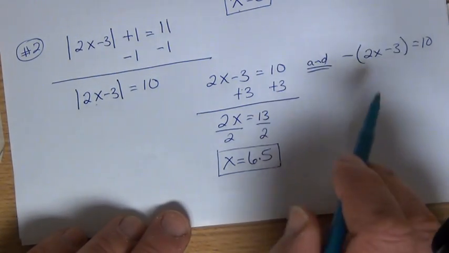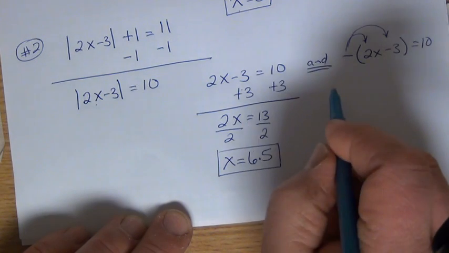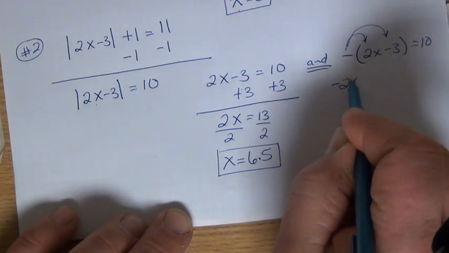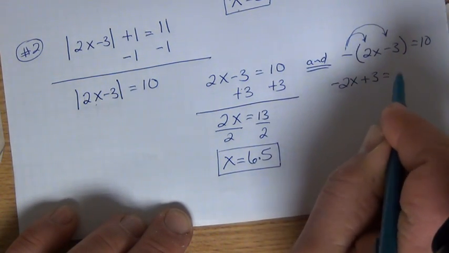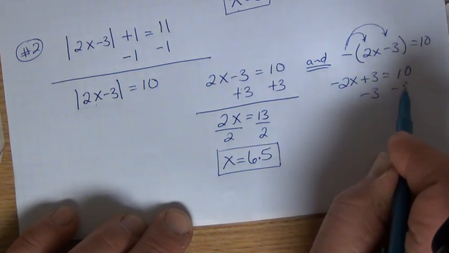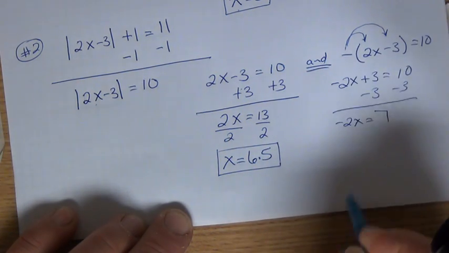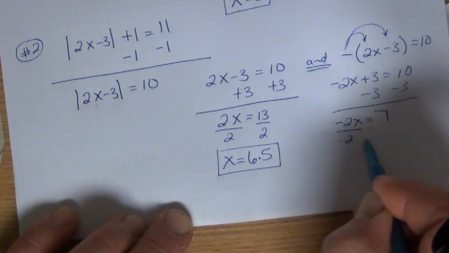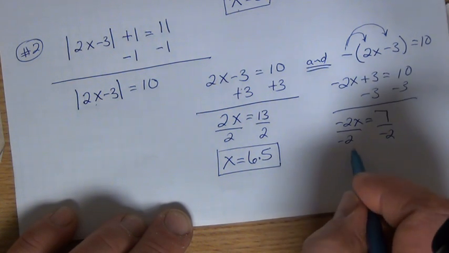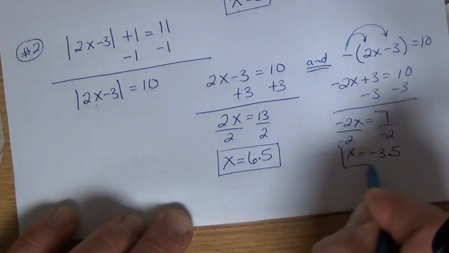If I come over here to the other side, I'm going to distribute my negative symbol. And I get negative 2x plus 3 equals 10. I'm going to subtract 3. Negative 2x equals 7. Divide by negative 2. And x equals negative 3.5.